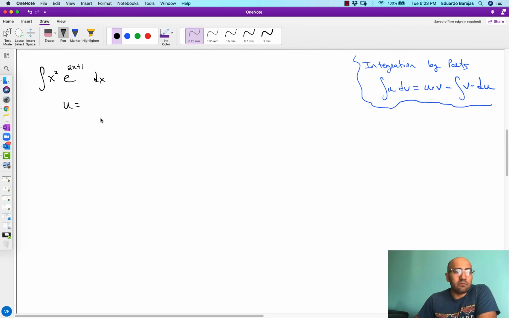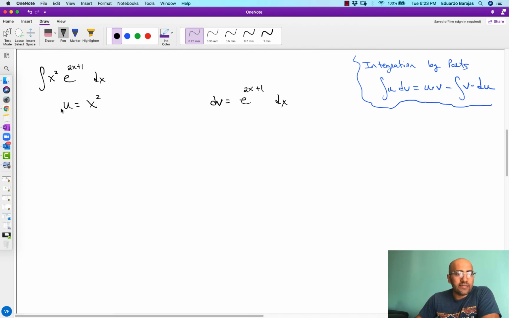A lot of that just comes with experience. So let's let u equal x squared, because I know that when I take derivatives, the power will go down. At least we're heading in the right direction. And so I'm going to let dv equal the rest of it, which is e to the 2x plus 1 dx.